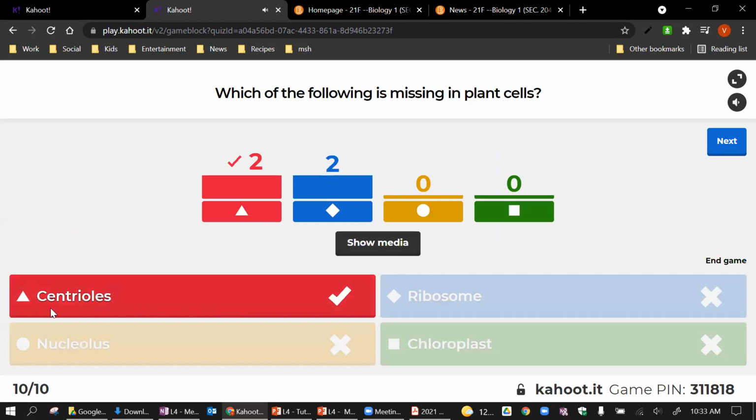No centrioles, that's correct. Centrioles are the little T-shaped organelles, usually coming in a pair, and they produce the spindle fibers that help guide the chromosome movement during cell division, and plant cells don't have that. Okay, so that's the end of the review questions.